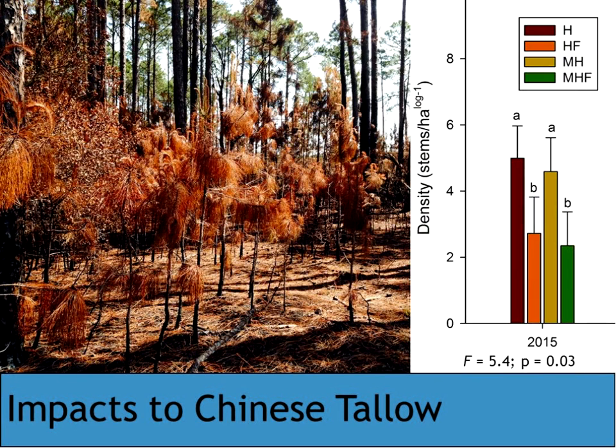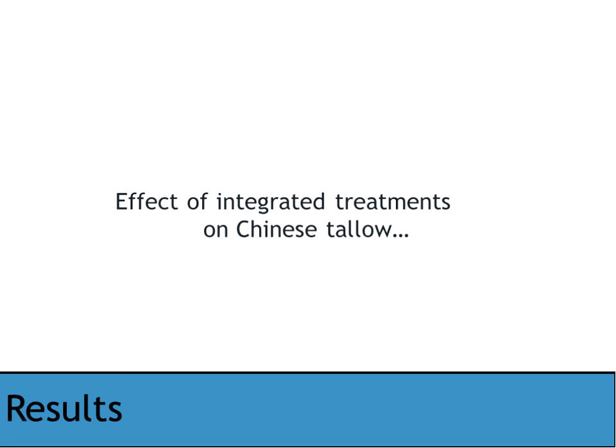So we did see that there was a reduction in Chinese tallow density in 2015 following the prescribed fire, and that was both in the herbicide fire treatment and also the mastication herbicide fire treatment. So we had significant reductions there. And this picture is actually from a herbicide fire treatment that did not have the mastication prior. And you can see that this is actually from the area that was able to get the hottest.